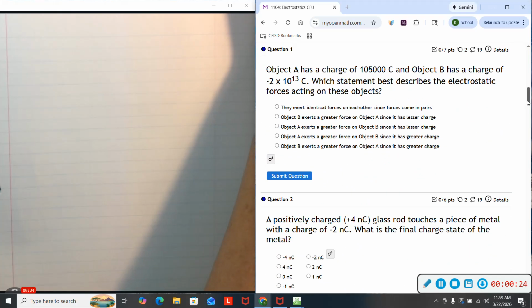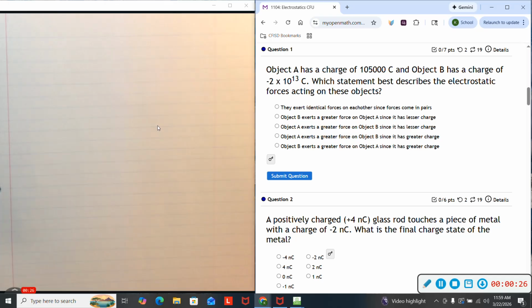Question 1 says, object A has a charge of 105,000 coulombs and object B has a charge of -2 × 10 to the 13th coulombs. Which statement best describes the electrostatic forces acting on these objects? So when you take a look at this question, the charges on these objects are vastly different. They're both large, but -2 × 10 to the 13th is significantly larger than 105,000. And so we have very vastly different amounts of charge.